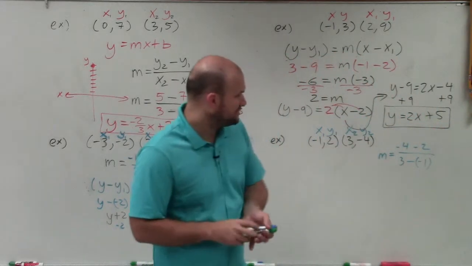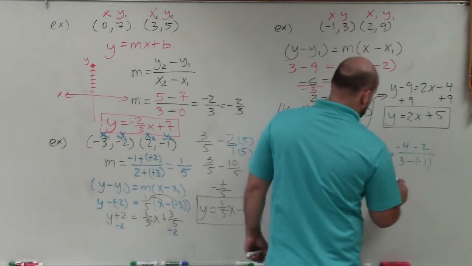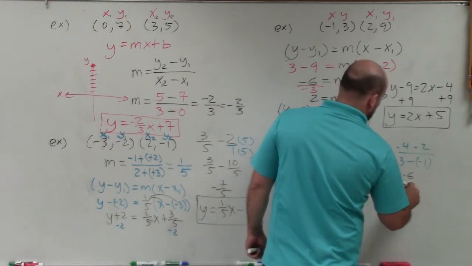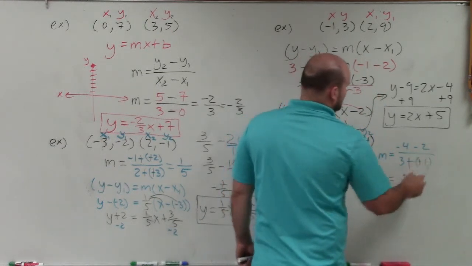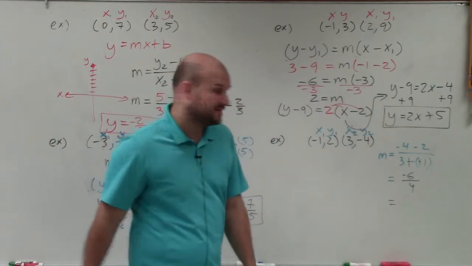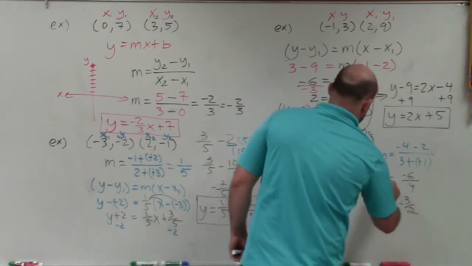So negative 4 minus 2 is going to give me, let's write this down below, a negative 6. And 3 minus a negative, that's a double negative, which is going to give me 4. So negative 6 over 4 is going to be reduced down to a negative 3/2. So that is my slope.